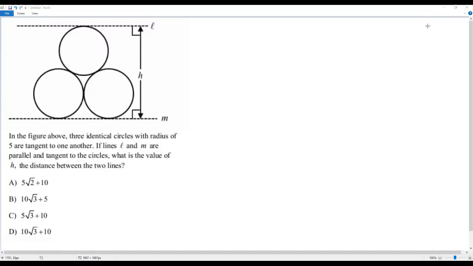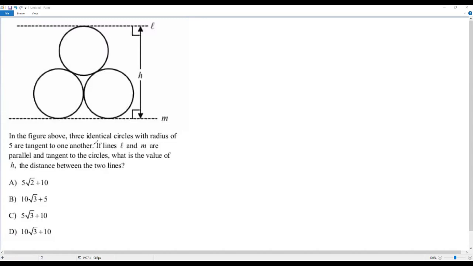Here we have a SAT math problem. Okay, let's go to the question. In the figure above, three identical circles with radius of 5 are tangent to one another. If lines L and M are parallel and tangent to the circles, what is the value of h, the distance between the two lines?